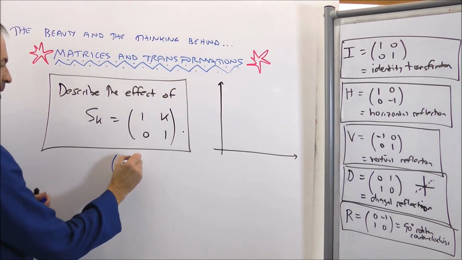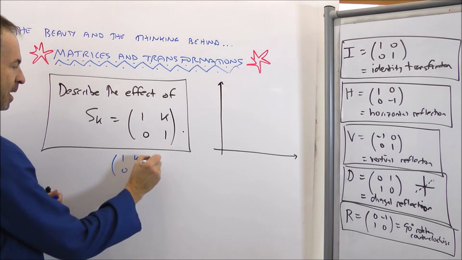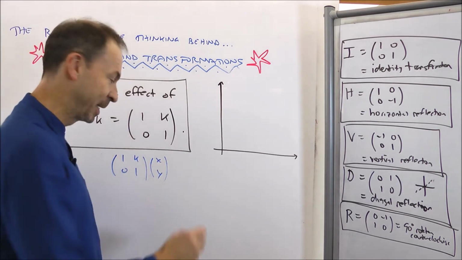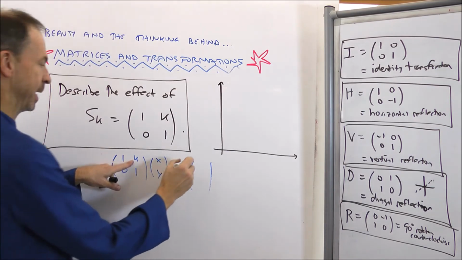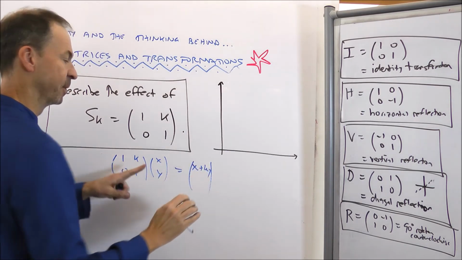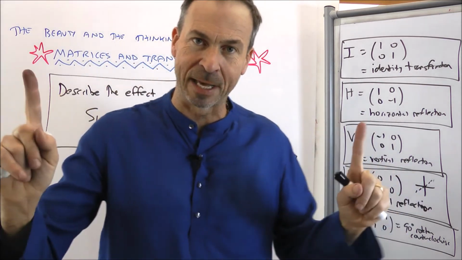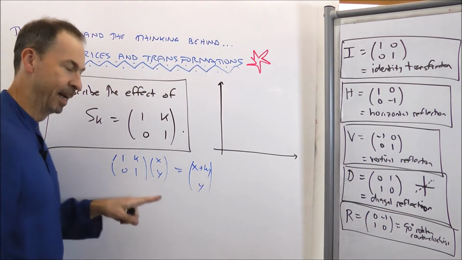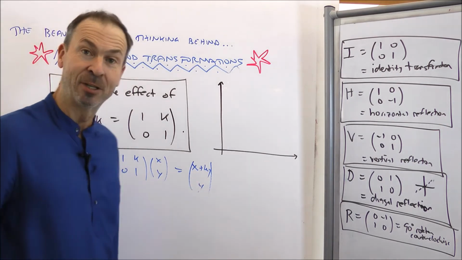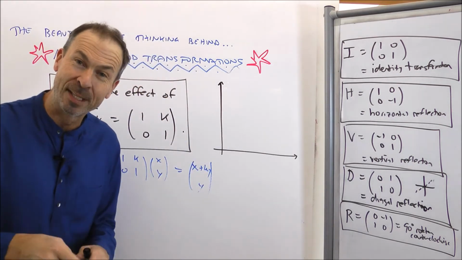Here's the matrix 1, k, 0, 1. Let's apply it to a general point x, y, and what comes out? All right, 1x plus ky, x plus ky. So the x coordinate has changed. 0 x's plus 1y, y. The y coordinate hasn't changed. All right, so it's keeping all the points at the same height.